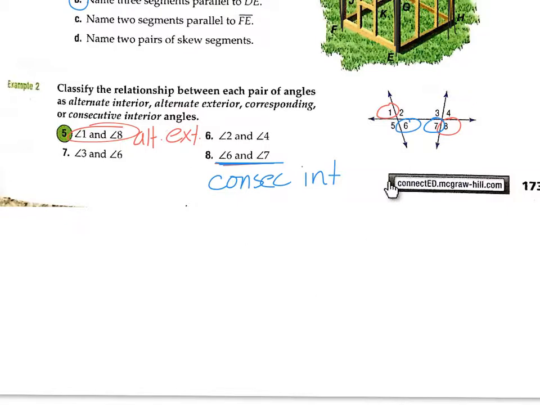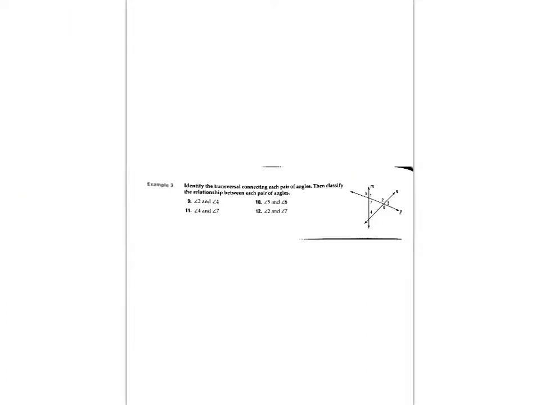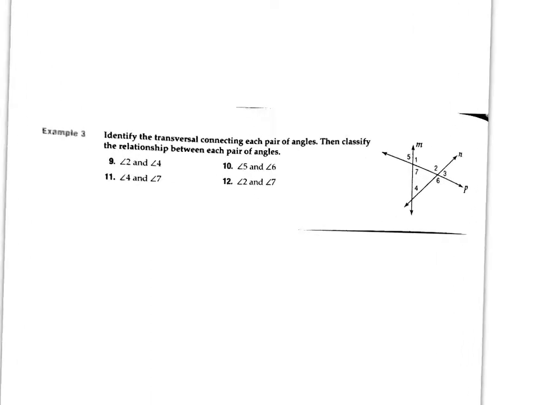Okay, let's go green here. 2 and 4. 2's on the inside, 4's on the outside, but they're on the same side, so those are called corresponding. And then 3 and 6. 3, 6, both on the inside but opposite sides, so alternate interior. Okay, so one last one here.